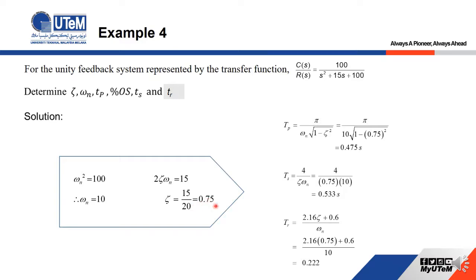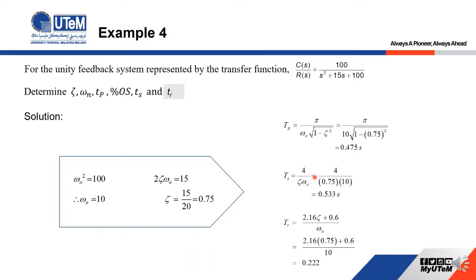So based on these two results, we can use the formula that we have discussed before to calculate Tp. Tp is equal to pi divided by omega n times the square root of 1 minus zeta square. So we just put this value here and then we get Tp is equal to 0.475 second.